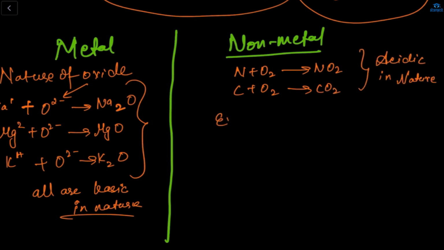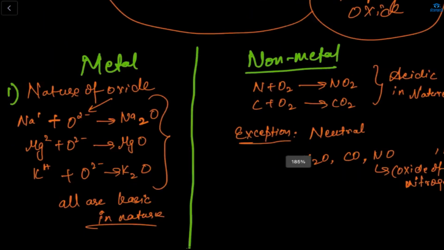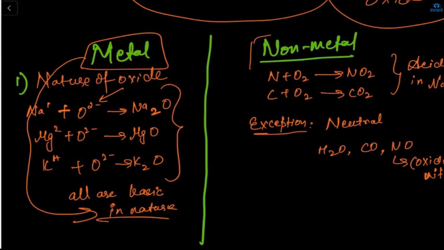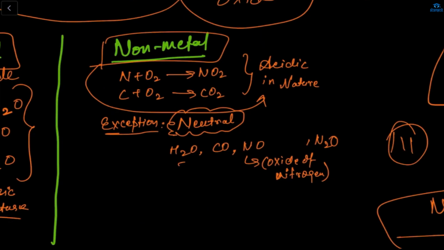But in non-metals, some exceptions are there. The exceptions are neutral, meaning not acidic nor basic. Examples: H2O, CO, NO. NO means oxide of nitrogen, CO means oxide of carbon, and H2O is water. Or we can write N2O also. So metals are always basic in nature, and non-metals are always acidic in nature. But in non-metals, there are some exceptions which are neutral, meaning they are neither acidic nor basic.